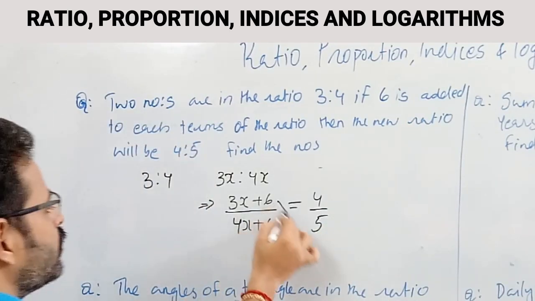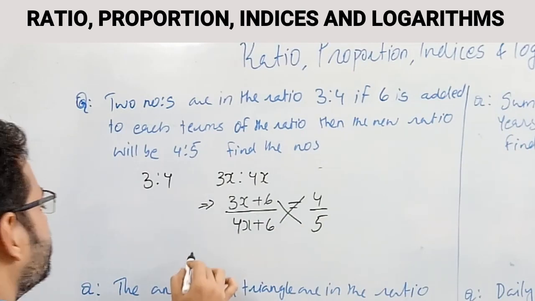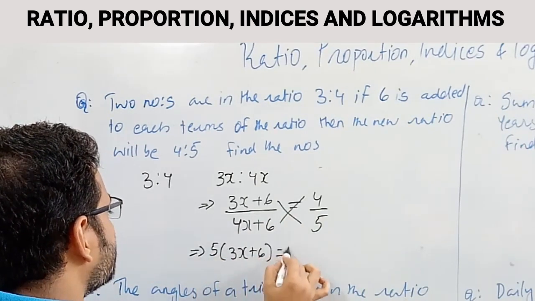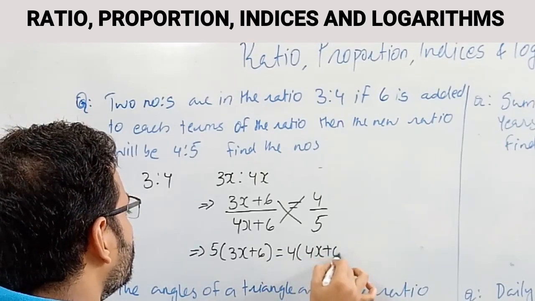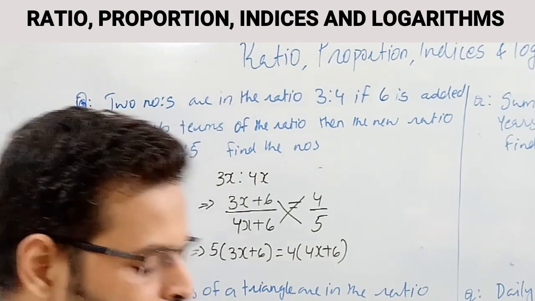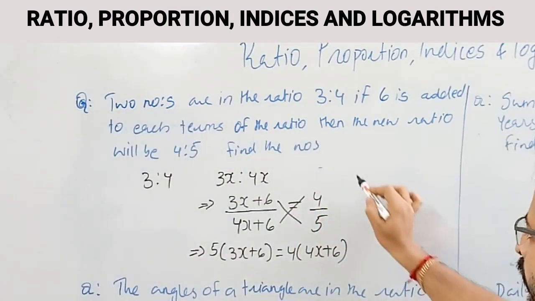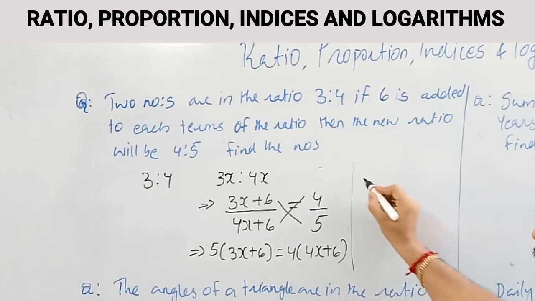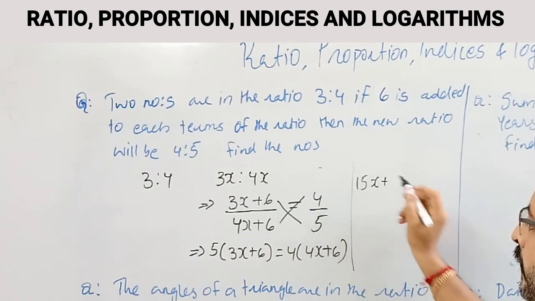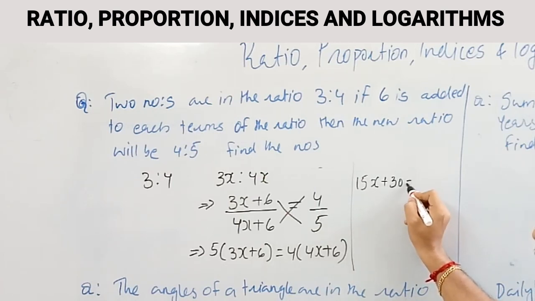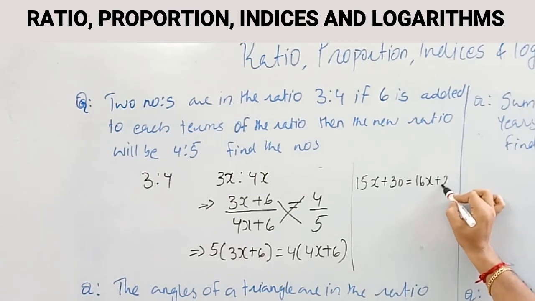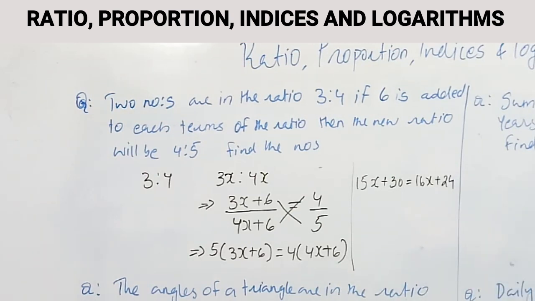For that, cross multiplication. That implies 5 into (3x plus 6) is equal to 4 into (4x plus 6). 5 into (3x plus 6), 4 into (4x plus 6). The answer will be like this: 15x plus 30 is equal to 16x plus 24.